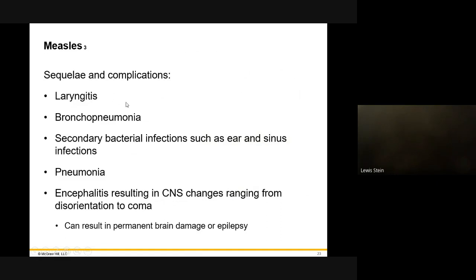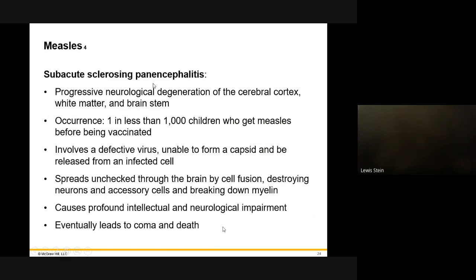Sequelae and complications: laryngitis, pneumonia, ear and sinus infections, more pneumonia, encephalitis, permanent brain damage, and an oddball called SSPE, subacute sclerosing panencephalitis. I don't see a lot of that. It occurs in fewer than 1 in 1,000 children who get the measles before being vaccinated. The virus is defective, spreads unchecked, affects myelin, with profound intellectual and neurological involvement, almost always fatal. It's rare; you'd see it in sub-Saharan Africa where there are a large number of cases. In this country, before the measles vaccine was available, maybe 1 in 100,000.